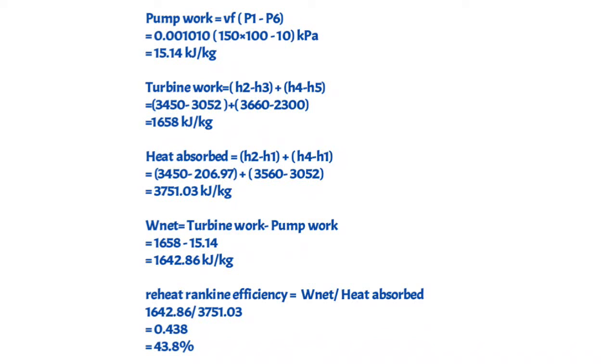Now we will calculate the net work done. So net work done is equal to turbine work minus pump work, and which is equal to 1642.86 kilojoule per kilogram. Now we will calculate thermal efficiency, that is the reheat Rankine efficiency. So this reheat Rankine efficiency is equal to net work done divided by heat absorbed, and which is equal to 0.438. Now we will convert this value in percentage by multiplying with 100, which is equal to 43.8%.